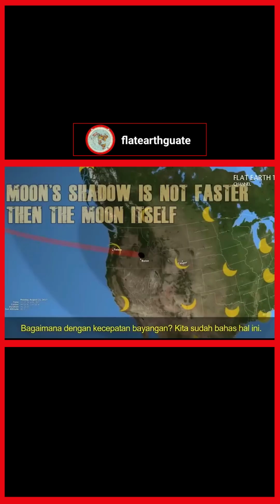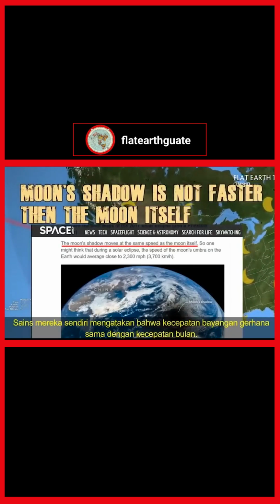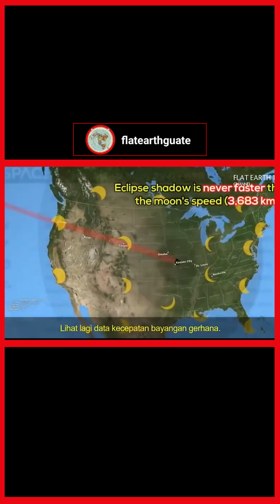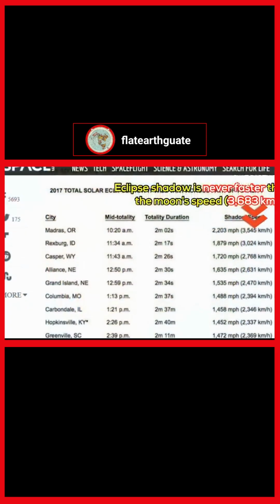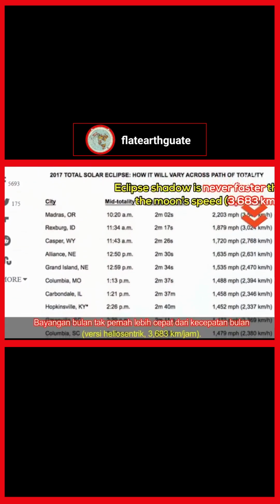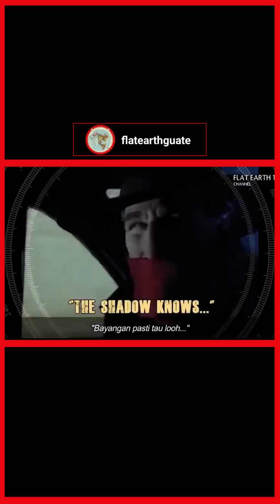What about the shadow speed? We've been through this. Their own science says the eclipse shadow speed is the same as the moon speed itself. Look once again at their eclipse shadow speed. The shadow is never faster than the moon speed.